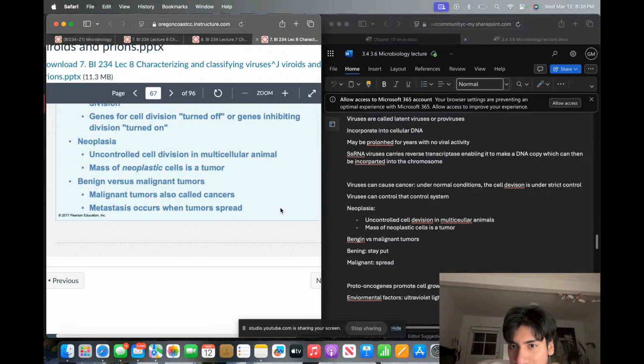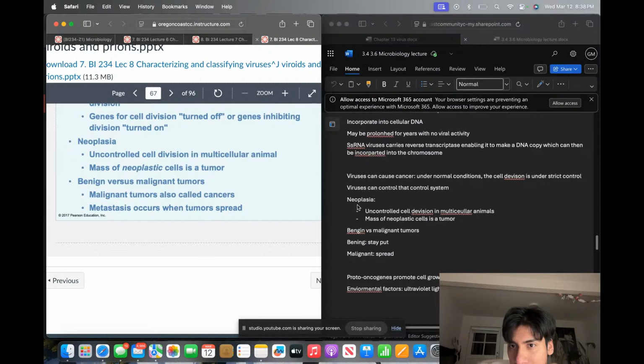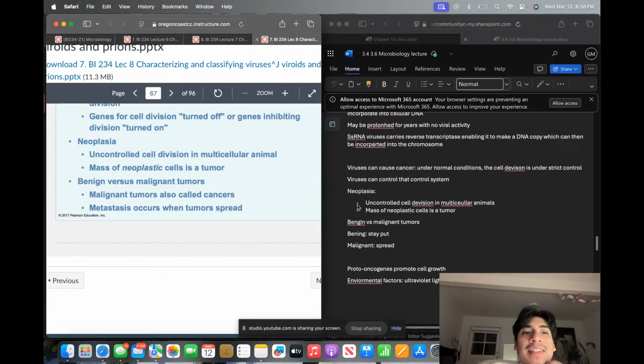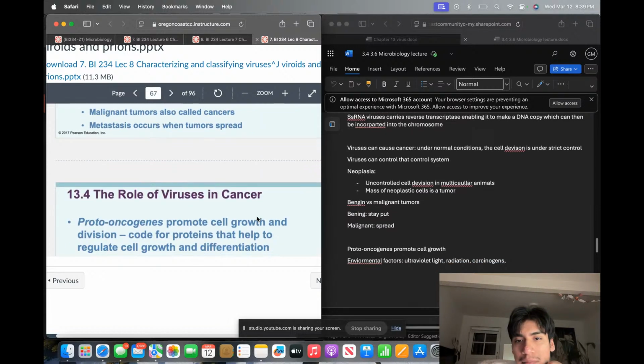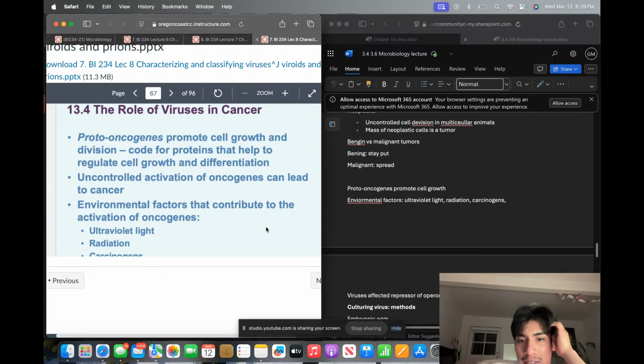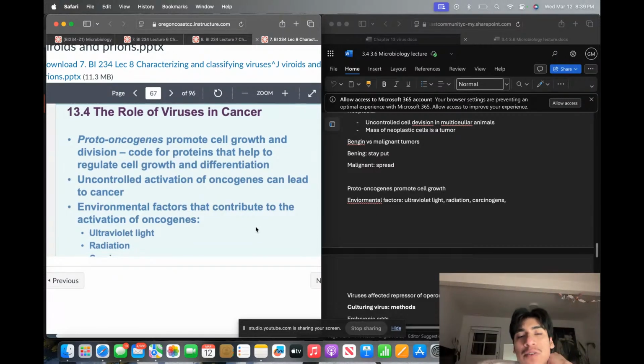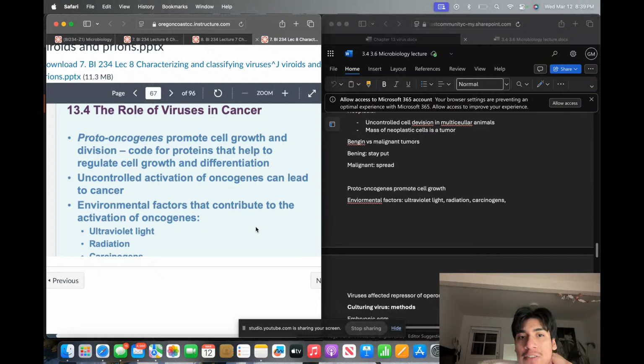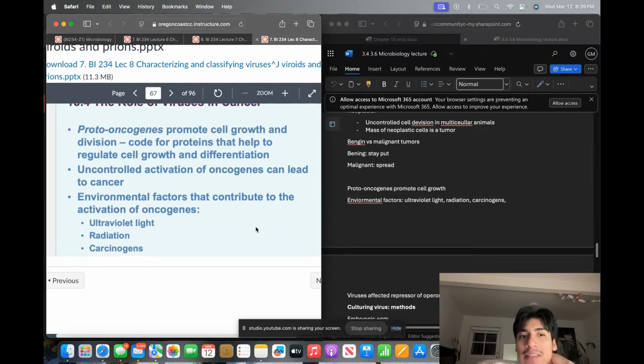Viruses control the cell. And so metastasis is when a tumor spreads, which is kind of easier to remember because malignant means spreading. So malignant, metastasis. So we're on to the proto-oncogene section. Proto-oncogenes promote cell growth and division, and code for proteins that help to regulate cell growth. Uncontrolled activation of oncogenes can lead to cancer. So that's what viruses can interfere with: the proto-oncogenes, and basically make the cell divide too much.